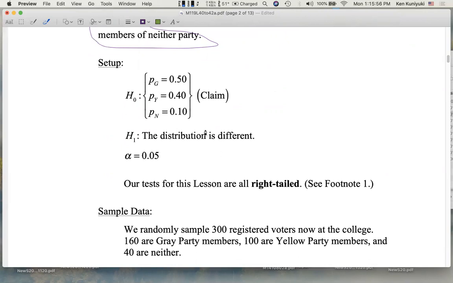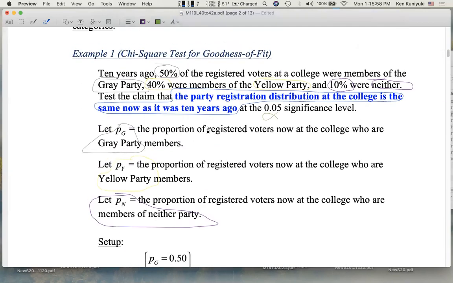The null hypothesis says, wait, what did the null hypothesis say? Okay, oh, well, what did the claim say? The claim said that the party registration distribution at the college is the same now as it was 10 years ago. That indicates a sense of equality, and that's going to be the null. The null hypothesis is going to correspond to a particular distribution. What was the distribution 10 years ago? Well, 50% gray, 40% yellow, 10% neither.